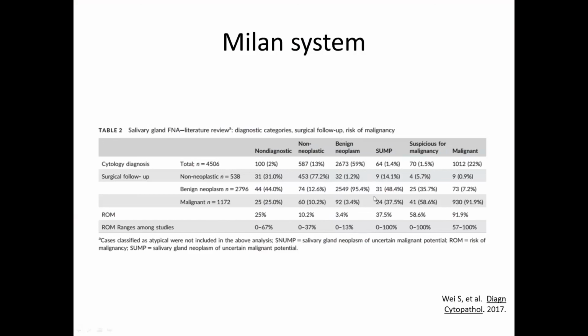So that would basically include oncocytic tumors that weren't Warthins, as well as basaloid tumors predominantly. And so when you divide up tumors like that, again, using our standard reporting system that we use in cytology, except splitting up the neoplastic category into uncertain malignant potential lesions, as well as the benign neoplasms category, which encompasses predominantly PAs and Warthins, you can see that the risks of malignancy for the non-diagnostic category is about 25%, non-neoplastic 10%, benign 3%, uncertain malignant potential 37%, suspicious about 60%, and in the malignant category about 92%.